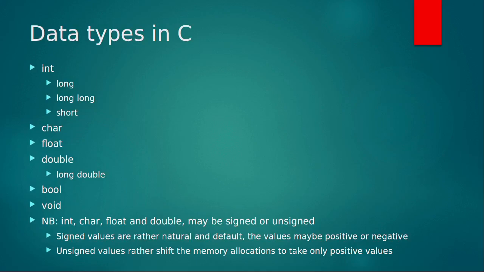So what should we note? int, char, floats, doubles may be signed or unsigned. Signed values are the natural and default, and that is when you are telling the compiler that the values may be positive or negative, while unsigned values will shift the memory allocated to only taking positive values. So we'll look at this concept in the next slide.